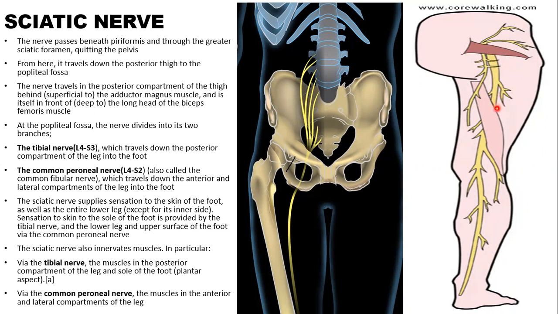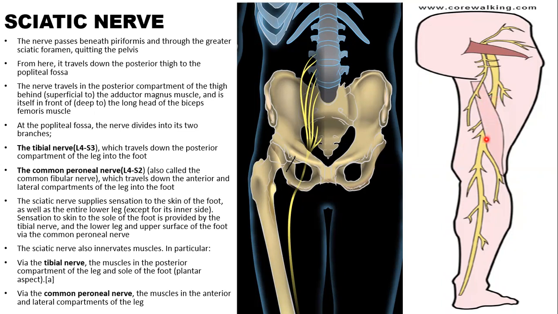Then from there, it is going to go to the posterior thigh. Okay. Then what will happen is that the nerve travels in the posterior compartment of the thigh behind the adductor magnus muscle and is itself in front of the long head of the biceps femoris muscle. So that is the long head of the biceps femoris, and this nerve is in front of it, but it is behind the adductor magnus muscle. So that's how you can identify the sciatic nerve on a cadaver.